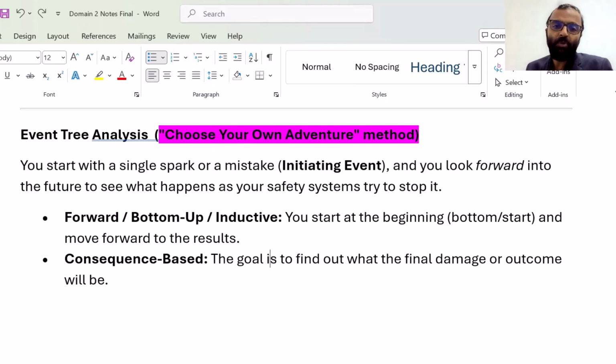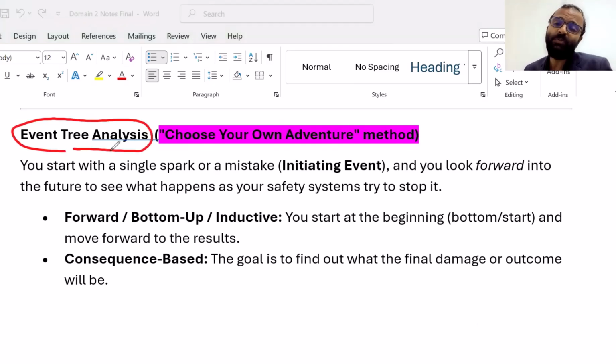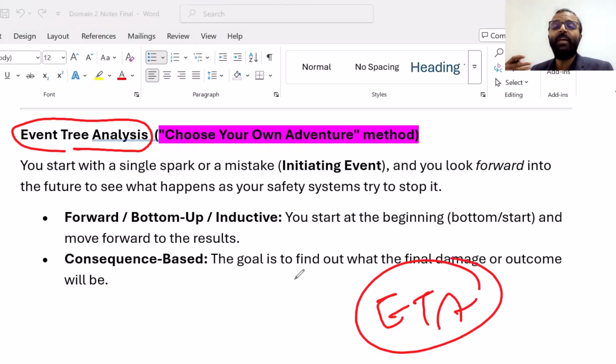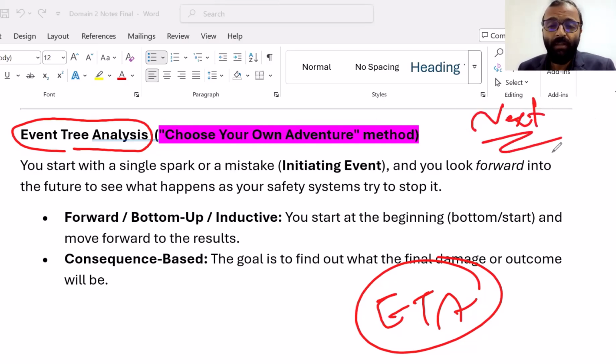Okay, now we are moving on to event tree analysis. In fault tree analysis, we said we are actually a detective. We are detecting, that is why we are moving backwards. It is a backward, top-down approach. Now it is event tree analysis. In event tree analysis, we are moving forward. It is an inductive approach. Here we are checking what will happen next. One event has happened and we will be checking what will happen next.